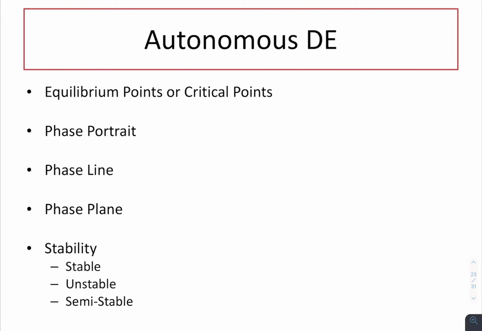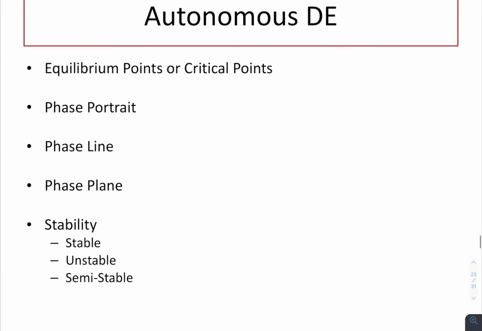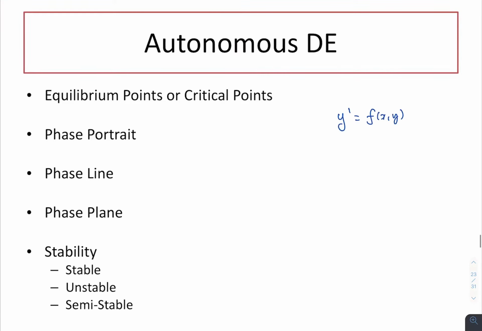What do I mean by that? In general, the differential equation is y prime equals f of x comma y. An example would be y prime equals xy, or you can say y prime equals 1 plus x times y, or you might have y prime equals xy plus x squared, and so on. So these are not autonomous differential equations.